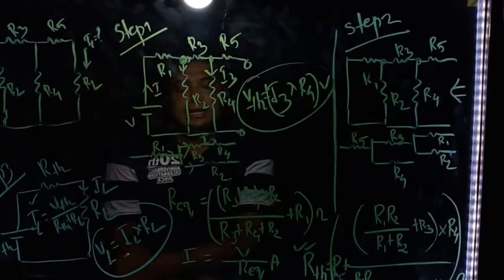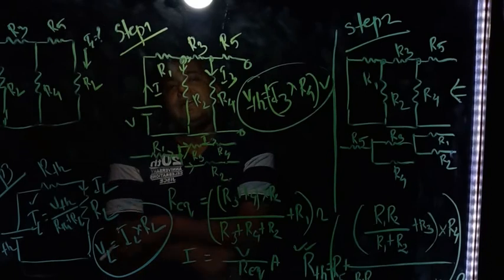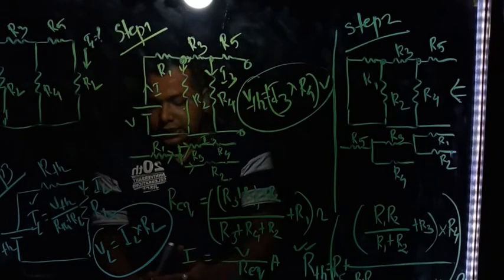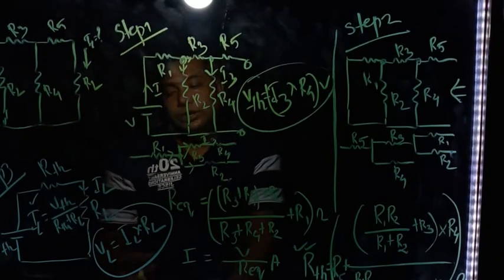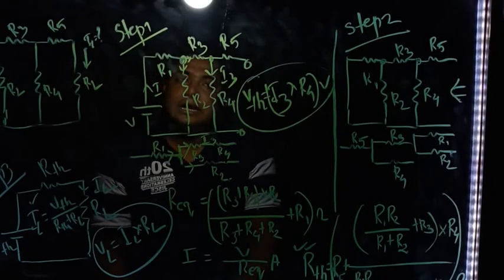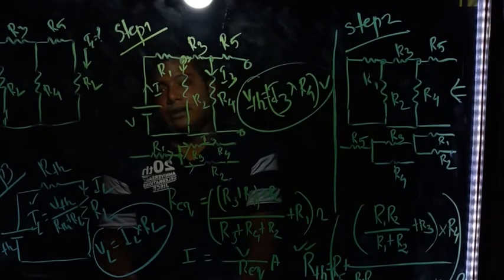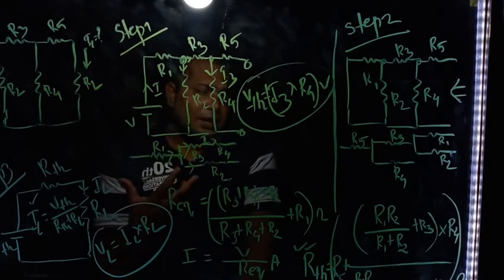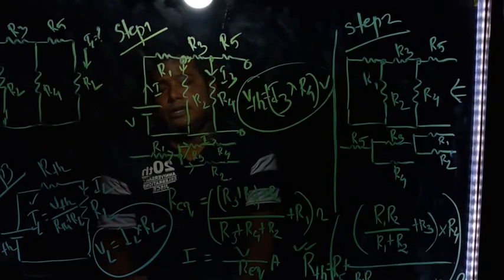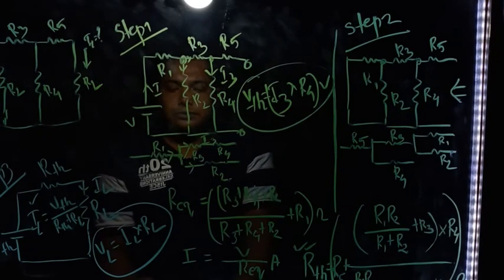So this way, by applying Thevenin's theorem, we can simplify whatever complex circuit is present, reduce that circuit to a simple series circuit, and then find the current passing through a particular branch or the voltage across a particular branch. So this is all about Thevenin's theorem. Okay, so thank you.